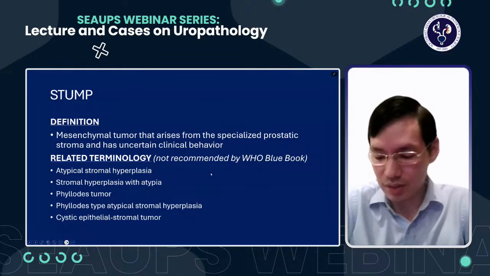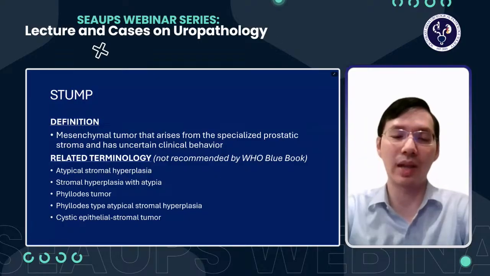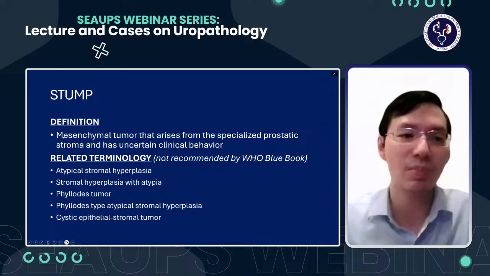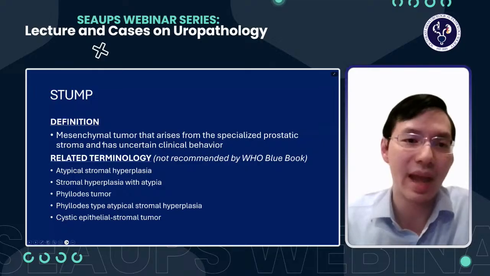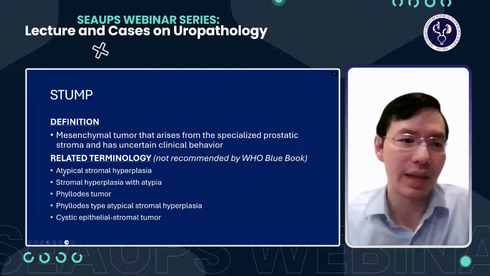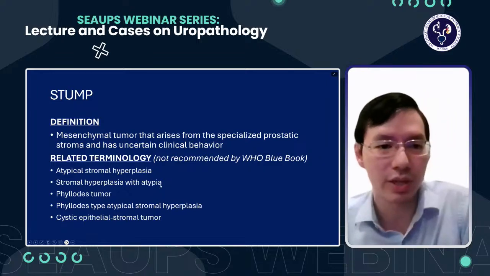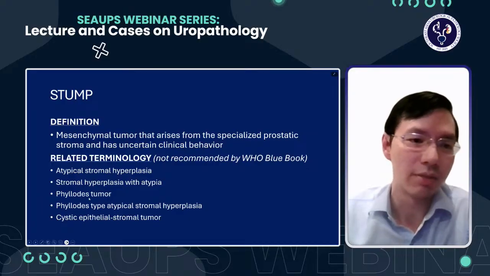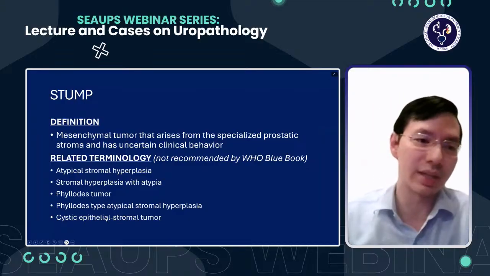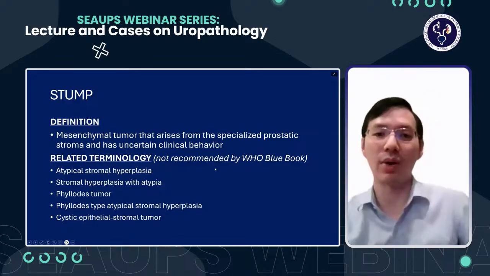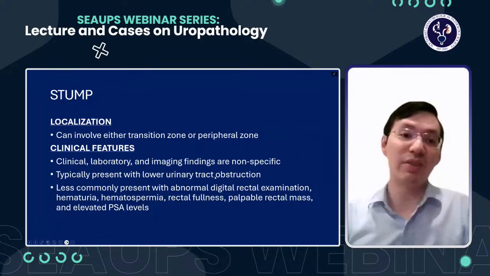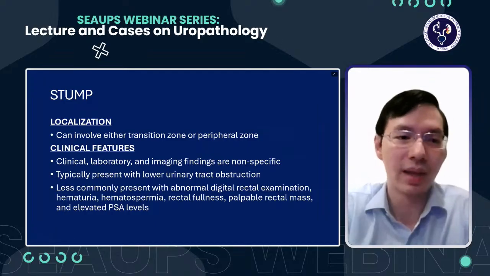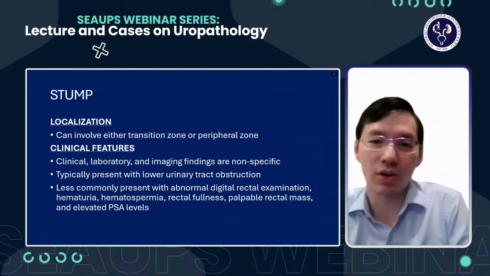So now you know how to approach a spindle cell lesion, and I'm going to tell you what a STUMP is. It is a mesenchymal tumor that arises from specialized prostatic stroma, and it has uncertain clinical behavior. There are some related terminologies like atypical stromal hyperplasia with atypia, Phyllodes tumor, Phyllodes-type atypical stromal hyperplasia, and cystic epithelial stromal tumor. None of these are recommended by the WHO Blue Book. It can involve either the transition zone or the peripheral zone. Clinical, laboratory, and imaging findings are non-specific.